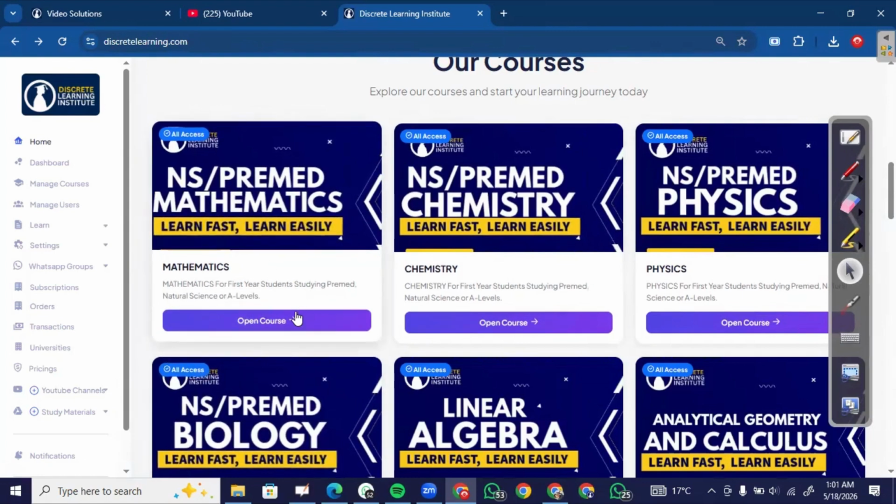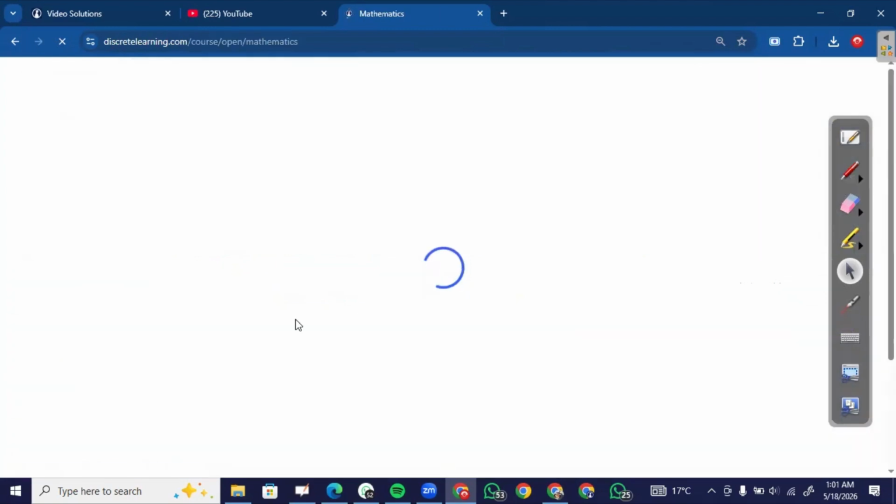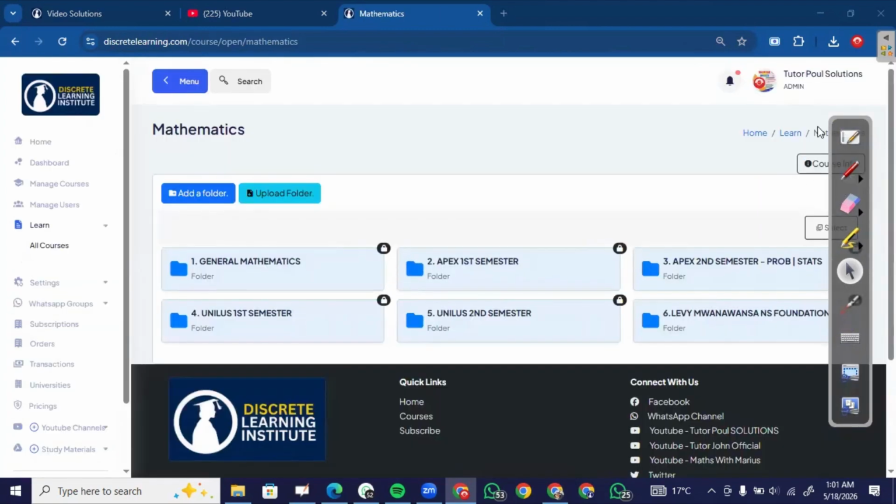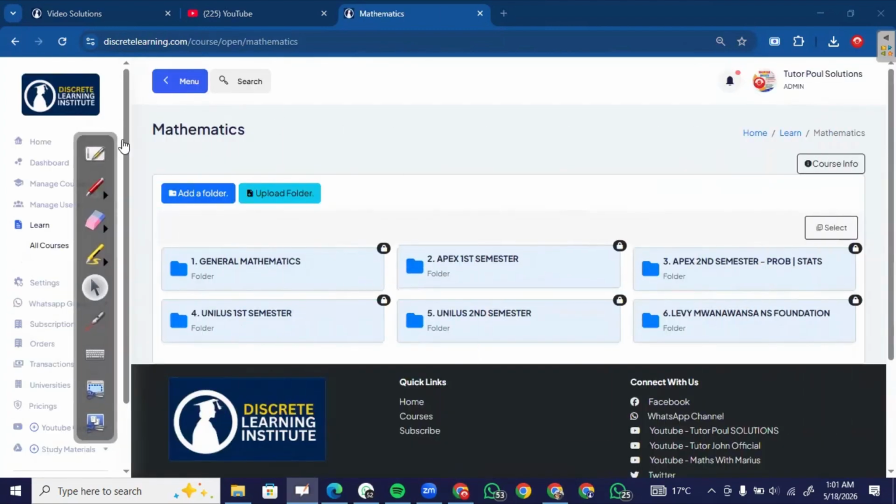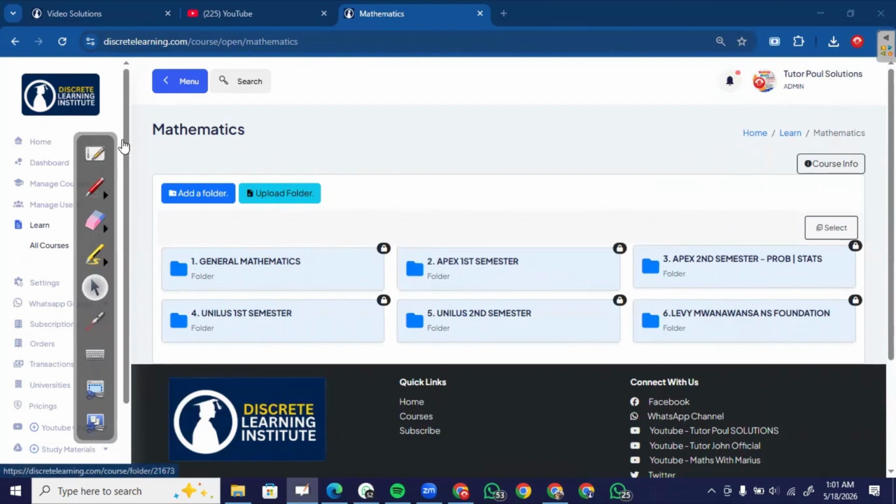So for example, let me say you are a student from Apex, you pick math, you can just open it, and inside there are folders depending on the semester where you are. If you're at Apex first semester, use this folder. Apex second semester, this folder. If you are from Unilus, the Unilus first semester, Unilus second semester. If you're from Levy, go there. And if you're from any other university, you go in this folder here, general mathematics. That's where you're going to find the things.